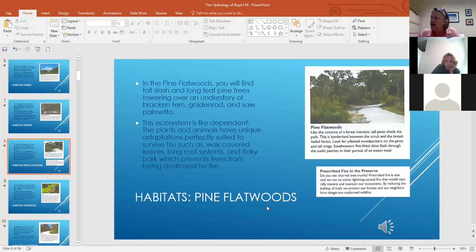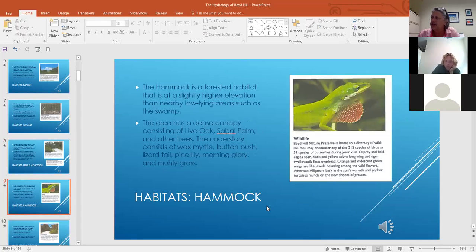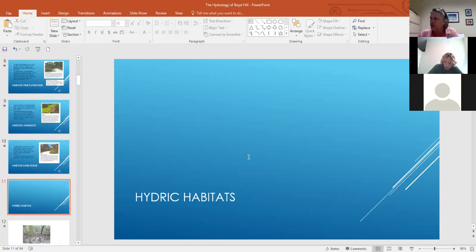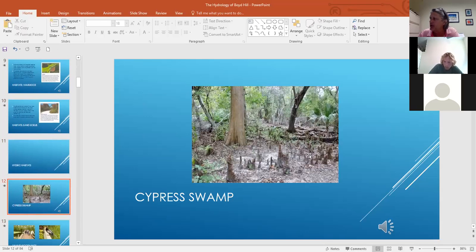So your pine and your deciduous trees, trees that lose their leaves, those are both the mesic. And then our xeric is the scrub and the sand scrub habitat. That is the xeric. So let's take a look at some pictures. The first ones are from the hydric. Here's the cypress swamp that I was referring to. This is off of the boardwalk.